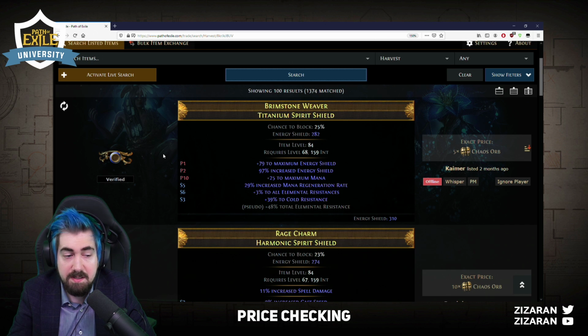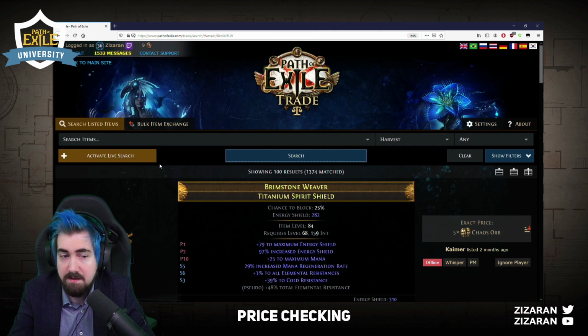Is there any resource to tell how much ES, armor, etc. per equipment is good? No, not really. Build guides will generally tell you, though.